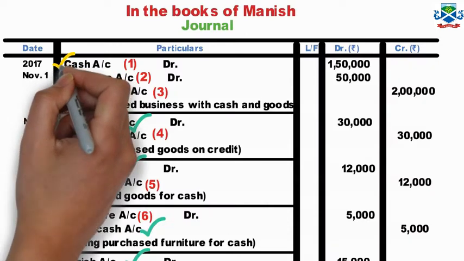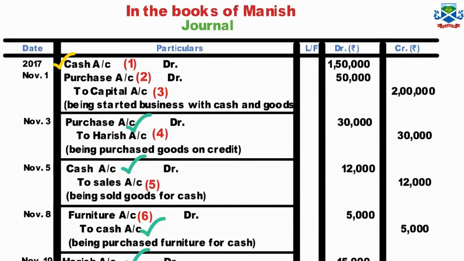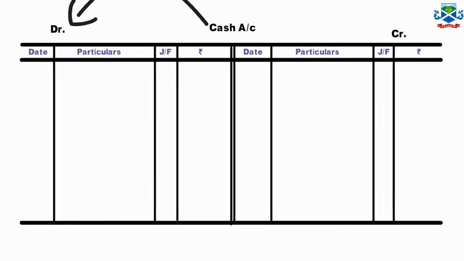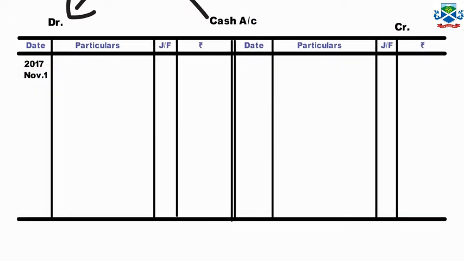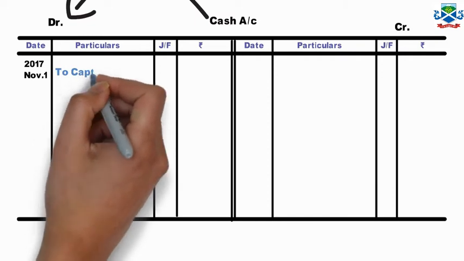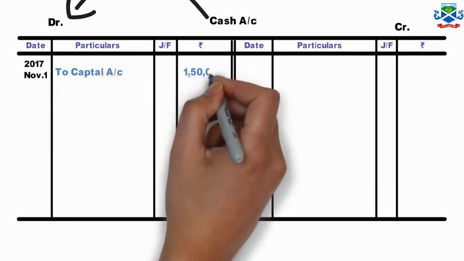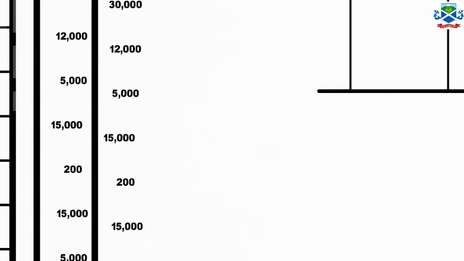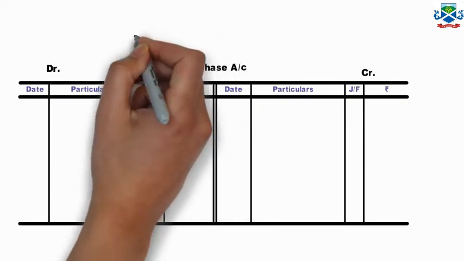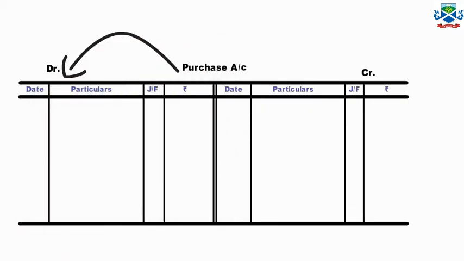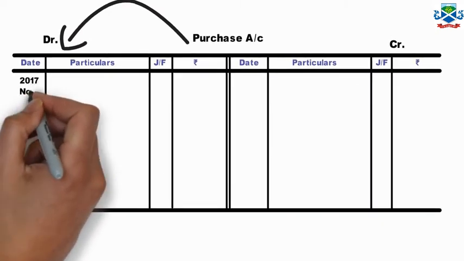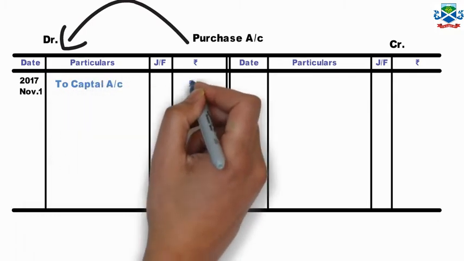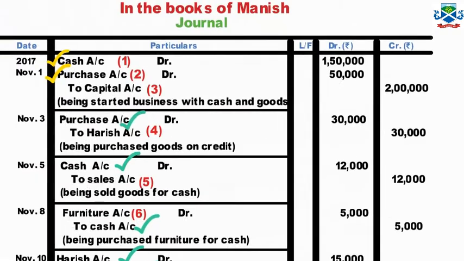Now we'll go for the cash account debit. Look at the posting, how we'll be doing it. Very carefully observe. If you read the journal entry, posting is just a clerical part, not a technical part. Cash account debit to capital account 1,50,000. Similarly, purchase account debit to capital account, again on the debit side, to capital account 50,000. The account which you are taking, that amount will come.